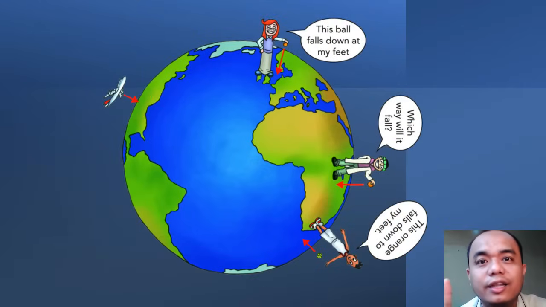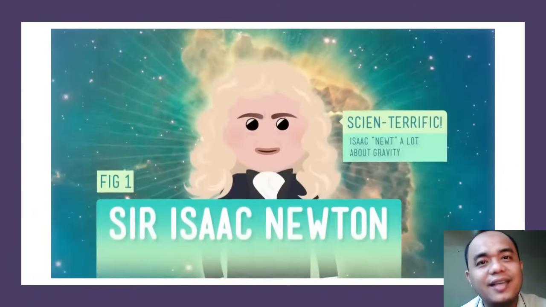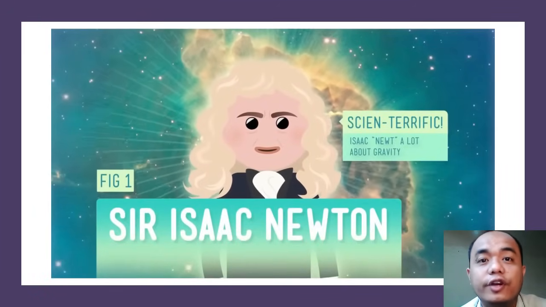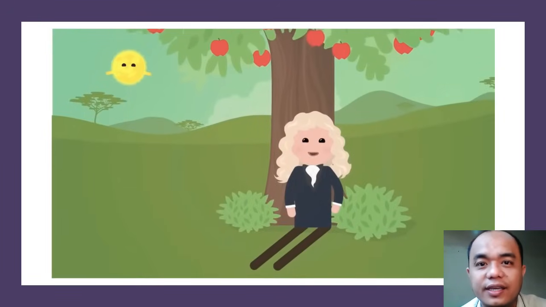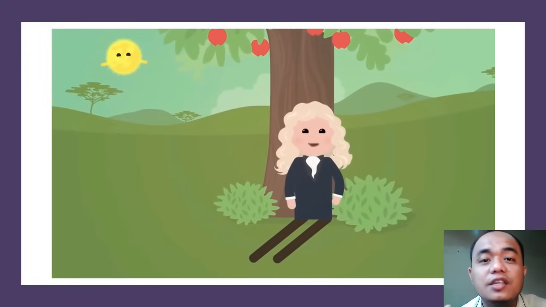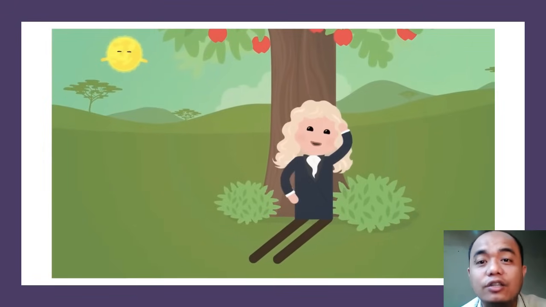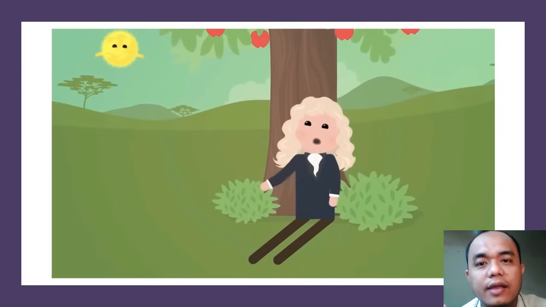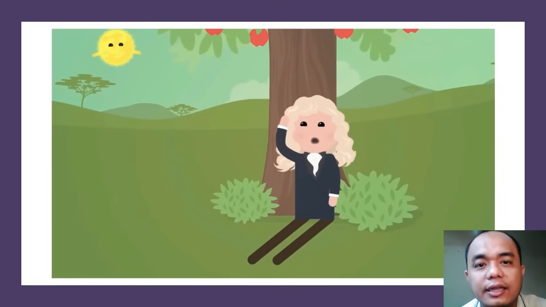Sino ang unang nag-introduce ng idea tungkol sa gravity? It was Sir Isaac Newton, an English scientist, who first discovered the principle of gravity. There was a famous story about him. Supposedly, Sir Isaac Newton was hanging out under an apple tree, thinking and partly napping. Then an apple fell and hit him on the head.